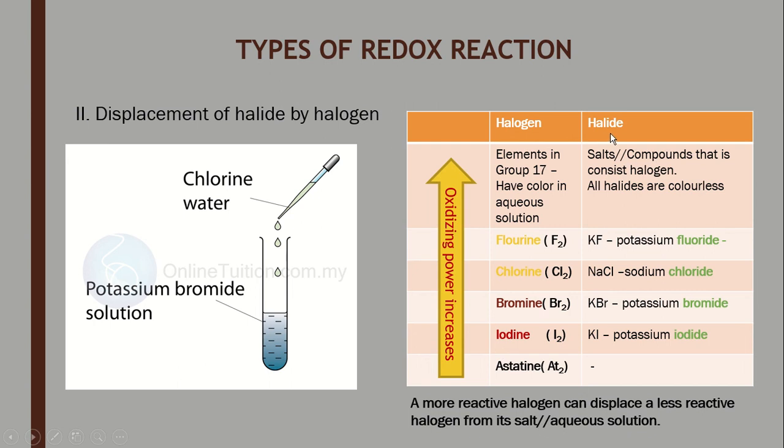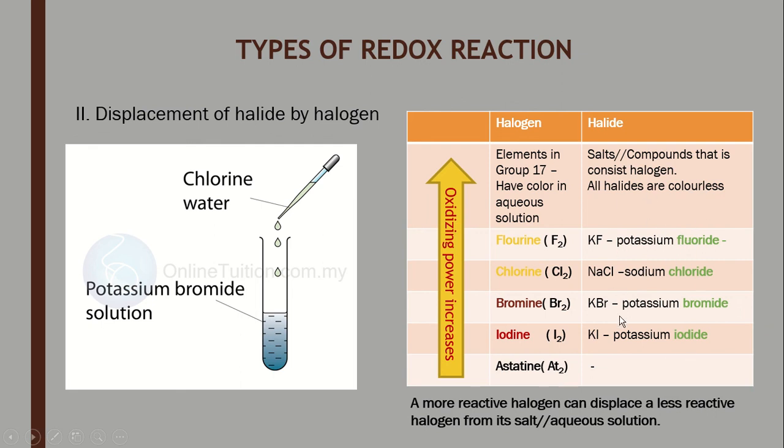Manakala halide, halide ni adalah salt or compound that consists of halogen. Dalamnya ada halogen, and all halides are colorless. Halide ni adalah sejenis garam, ataupun compound yang mengandungi halogen. Contohnya potassium fluoride, jadi dalam ni ada fluoride. Fluoride asalnya fluorine. Fluorine dia berwarna kuning, kalau tak silap yellow. Tapi kalau dia bentuk garam halide, dia tak ada color.